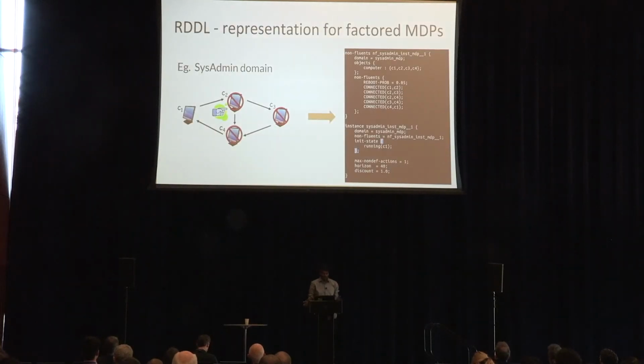So let me just start by telling a little bit about RDDL. RDDL is a representation for factored MDPs. It's a symbolic representation, and the main components are the state fluents, which change over time, the state non-fluents, which do not change over time, and the action predicates, which are defined over the objects. For example, in the sysadmin domain, the goal is to keep as many computers alive as possible. The on and off state of the computers are the fluents. The connections between the computers are the non-fluents, as they don't change. And the action of rebooting a computer is the action fluent.